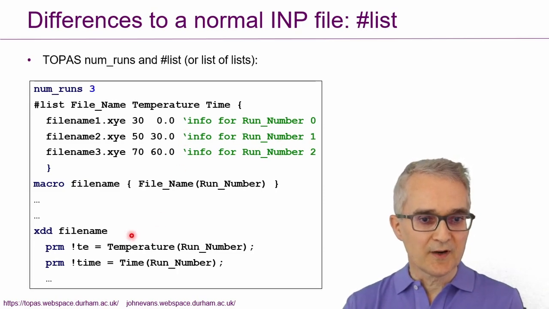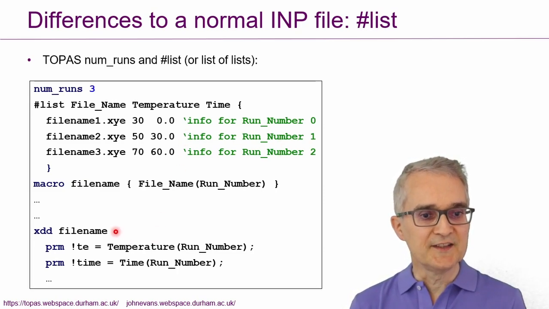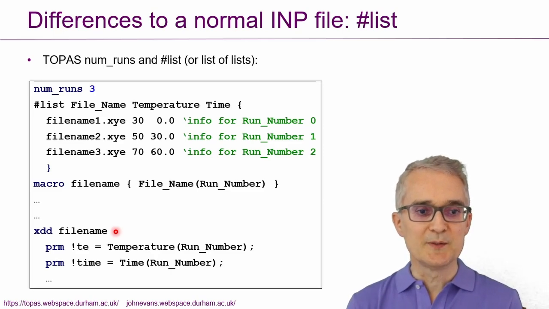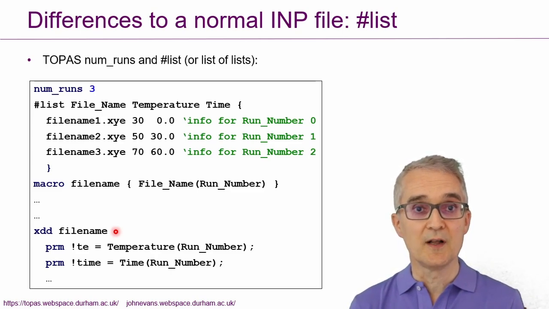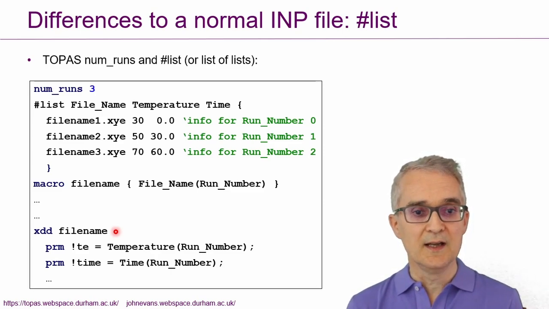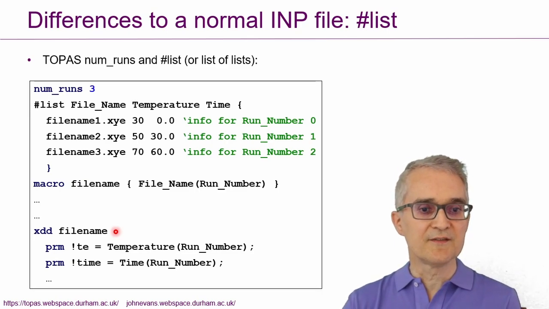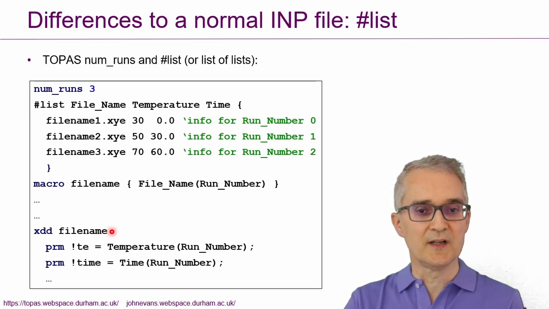And then later in the file, here's the section in the file, xdd file name. Normally you would explicitly tell TOPAS the name of the file that you want to be analyzing. Here we've done something different. We're actually defining it in terms of a macro called file_name.